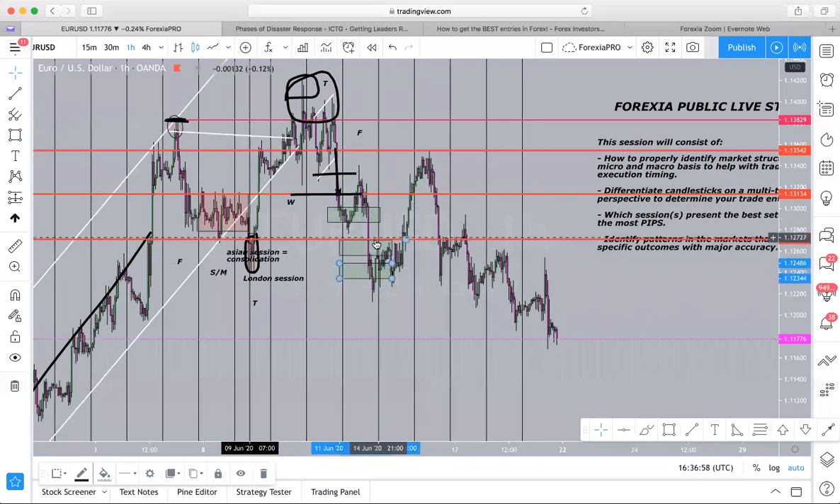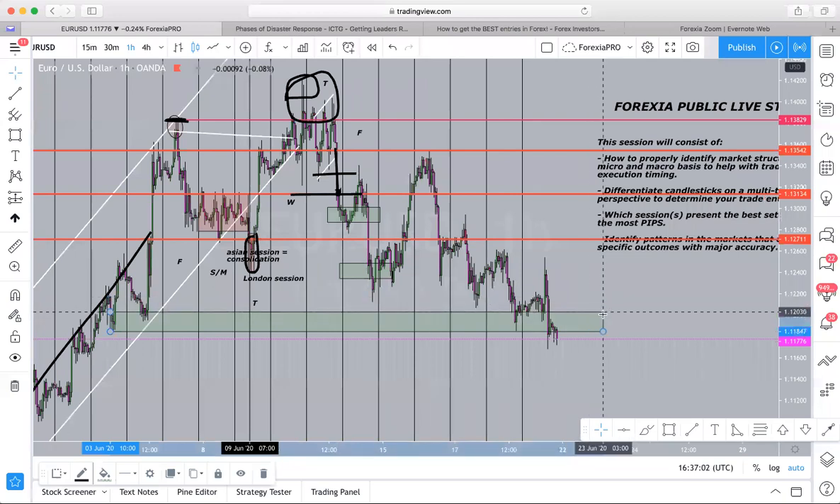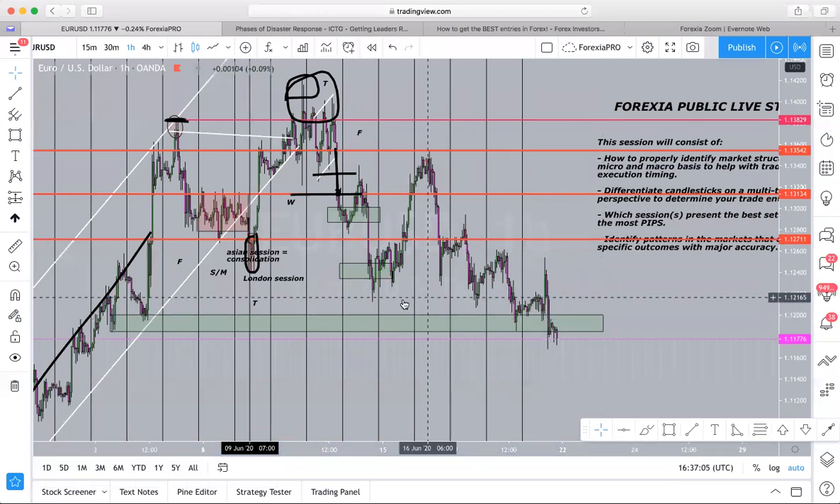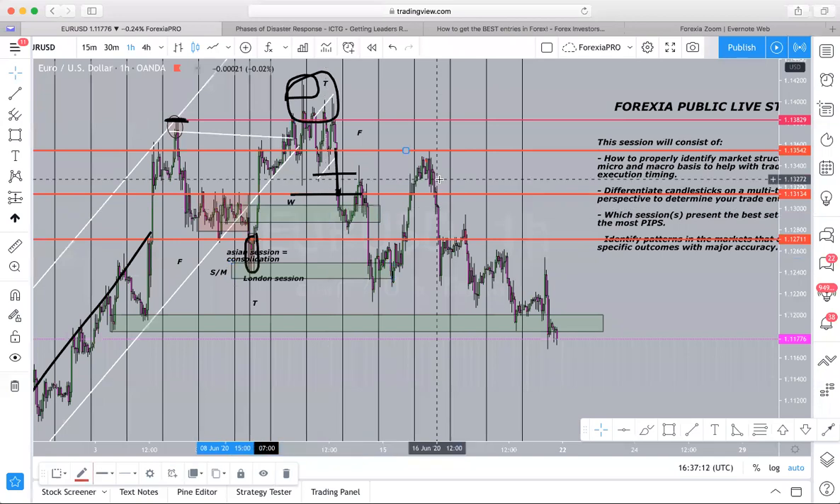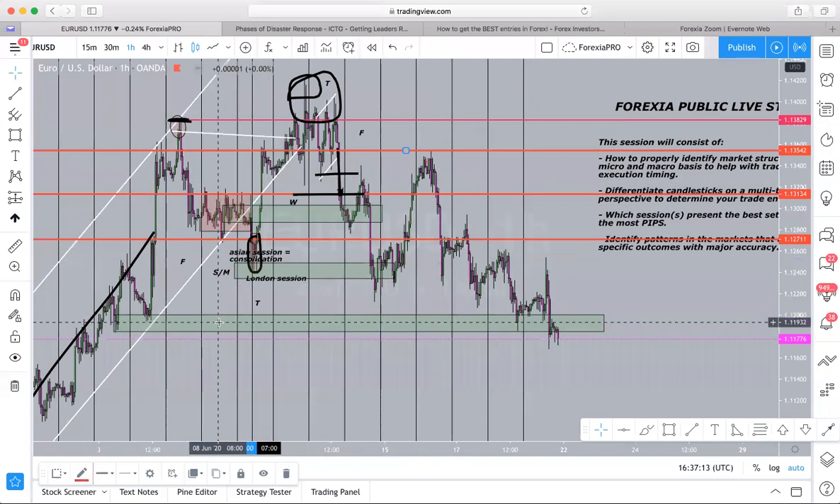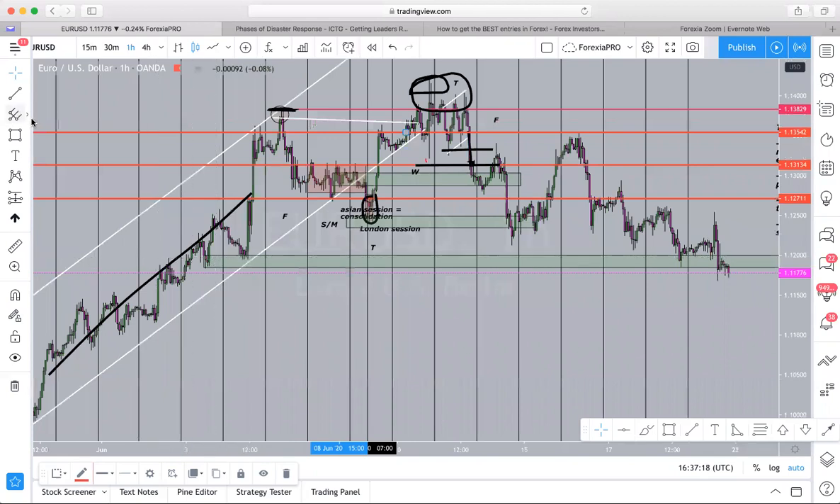Next would be right here. That's the next take profit zone. Why would that be the next take profit zone? Because you can see that's where price reacted. That's where price had one of those major support or perceived support and resistance zones.